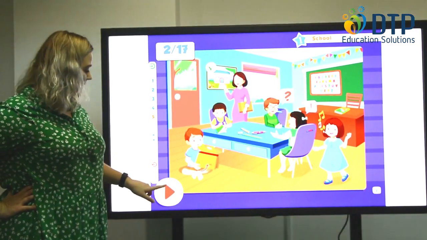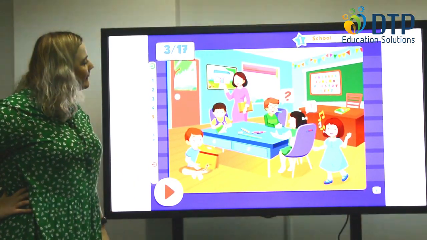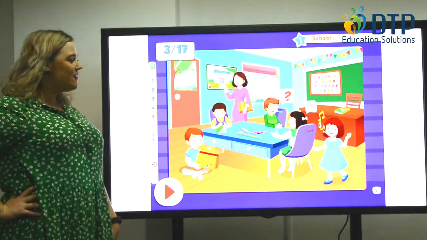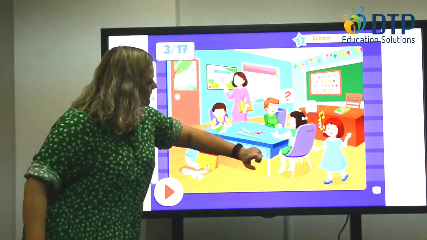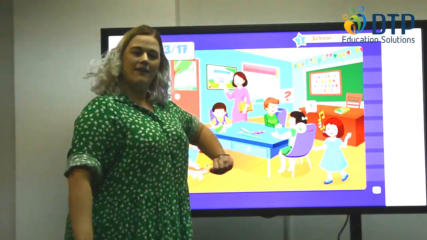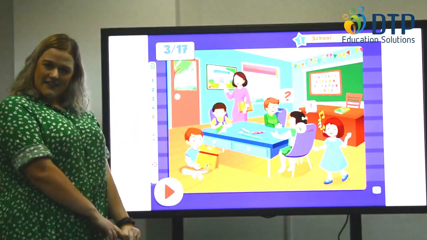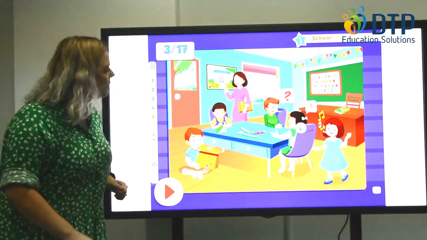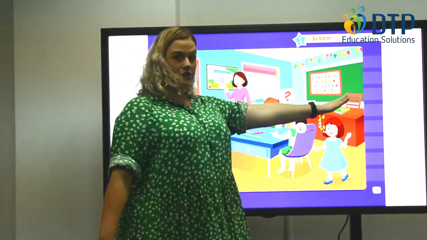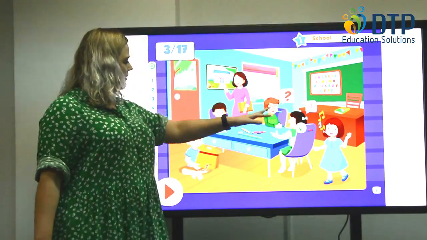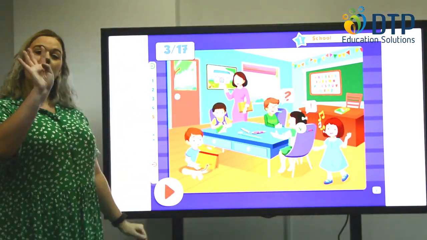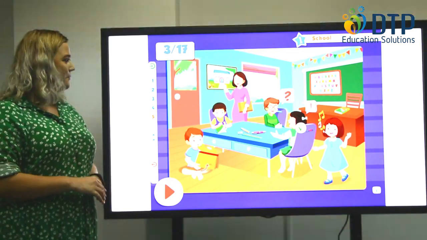Number three. Where is a chair? I remember a chair. The chair is the one that we sit on. Maybe this one here. Yeah! Excellent. And how many chairs have we got in the classroom? Should we count? So we've got teacher's chair over here, number one. Two, three, four. There are four chairs in the classroom.